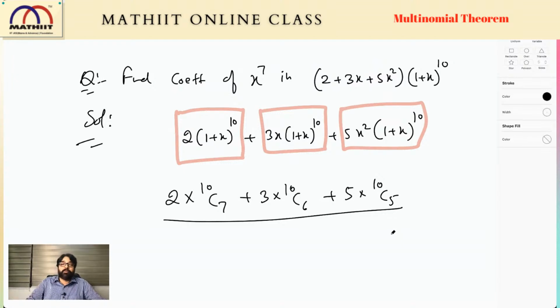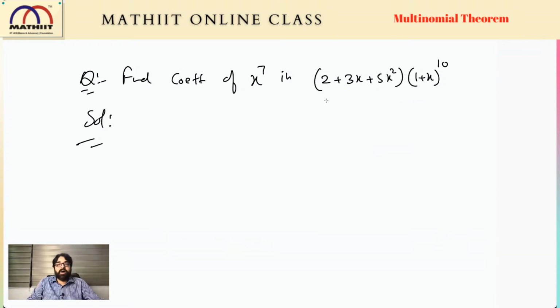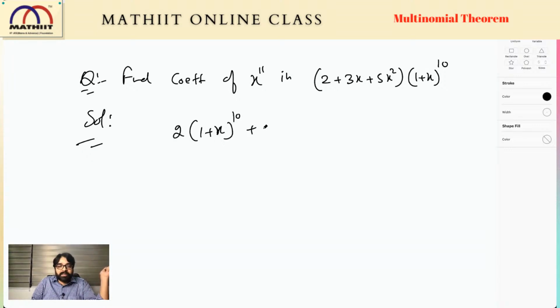Now, in this same question, suppose I ask you, I want the coefficient of x power 11. Same question, I just change it slightly, a small chinnu munnu type question. No problem. First thing is to multiply: 2(1 + x^10) plus 3x(1 + x^10) plus 5x^2(1 + x^10).